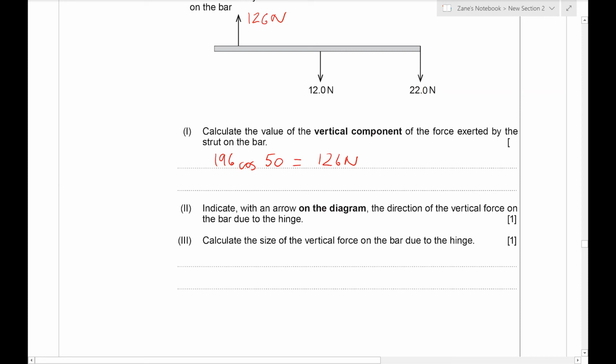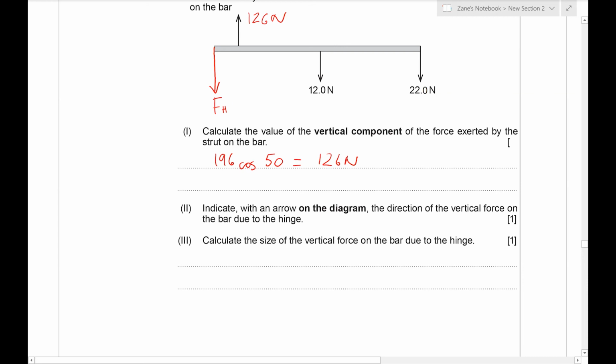Next, we need to indicate with an arrow on the diagram the direction of the vertical force on the bar due to the hinge. Well, the other condition for an object to be in equilibrium, apart from the fact that there must be no resultant moment about any point, is that there must be no resultant force in any direction. We can see on the diagram at the moment we've got a lot more force pointing upwards than downwards. So the force on the hinge must be downwards, and I'll call it FH for argument's sake.